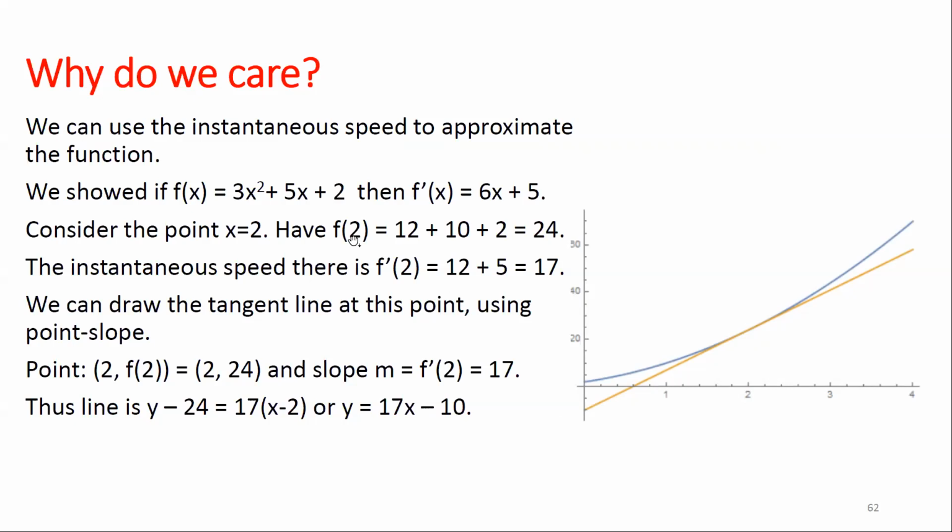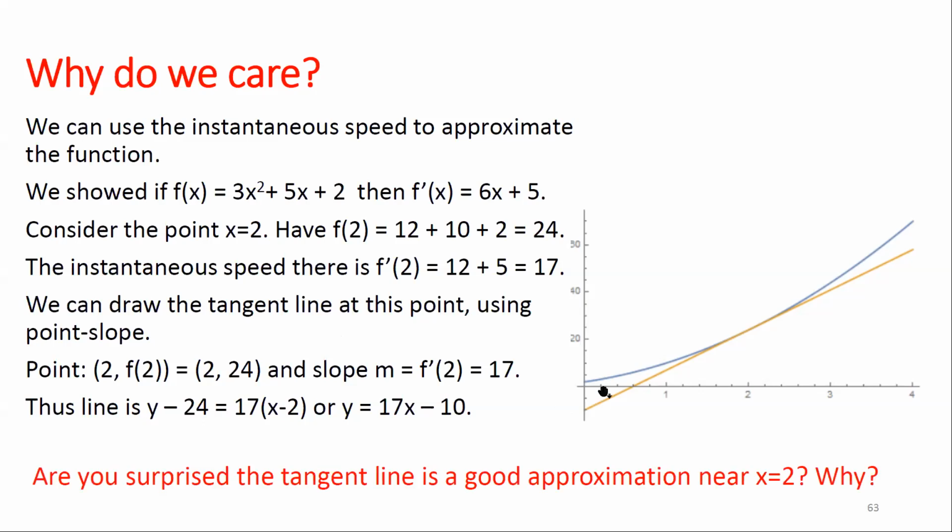So for this function, here we had 3x squared plus 5x plus 2. So f prime is 6x plus 5. When x equals 2, f of 2, we just put in 2, we get 12 plus 10 plus 2 is 24. The speed is 17. So the point is (2, f of 2), or (2, 24). The slope is 17. So we get y minus the y value, 24, equals the slope 17 times x minus 2. Or we can simplify it to y equals 17x minus 10. And are we surprised? No, because if you don't let time change that much, your speed should still be pretty close to the 17.